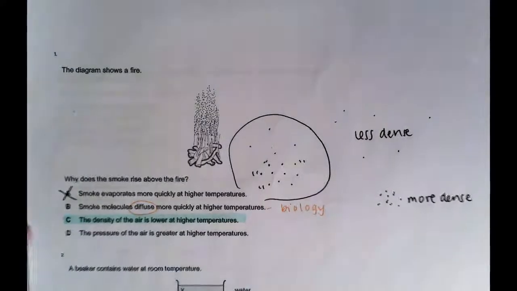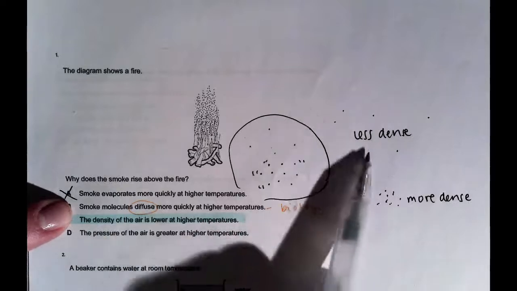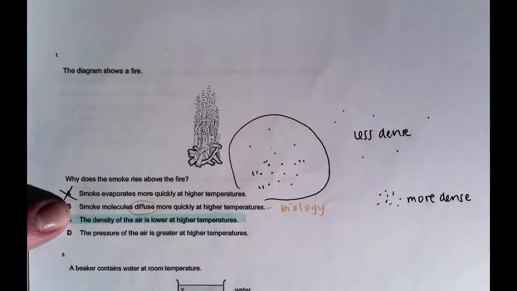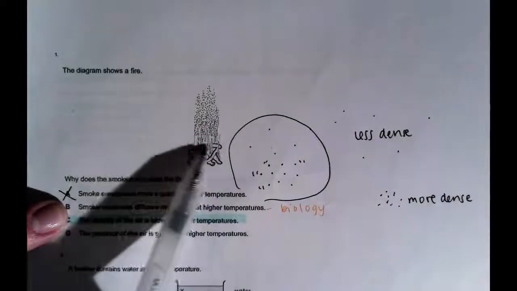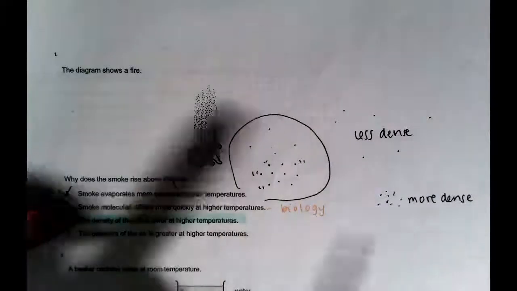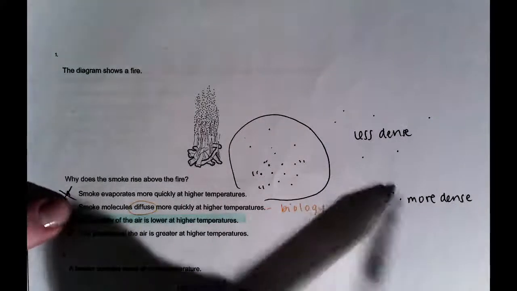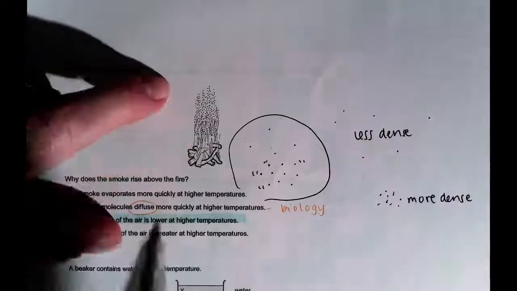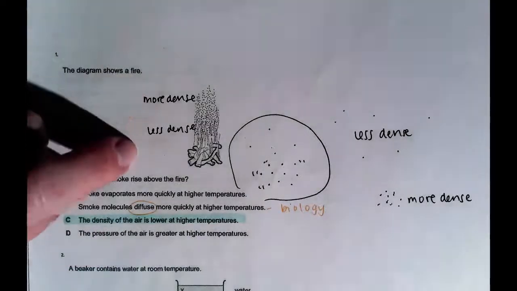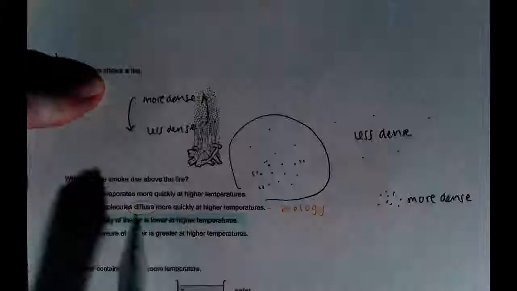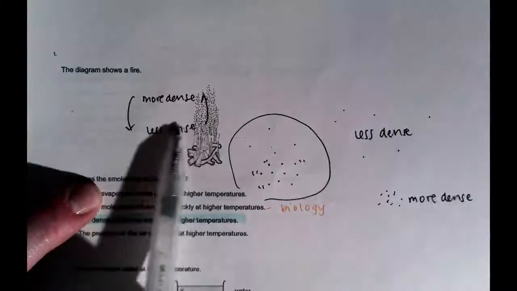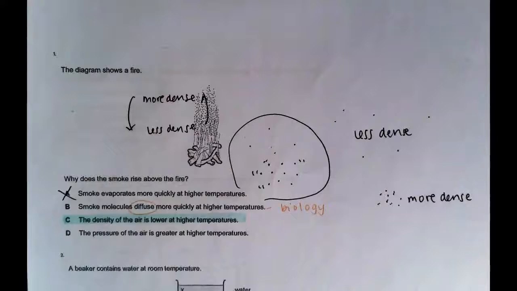Okay, now the density of air is less at higher temperatures. Okay, so close to the flame and close to the wood, we get the air heating up and becoming less dense. They vibrate more and take up more space. Okay, so that makes them less dense and there's more dense air over the top. Okay, now we know that more dense sinks and less dense rises. Okay, so that is how the smoke rises, because the less dense air carries the smoke up. Okay, so that's number 1.